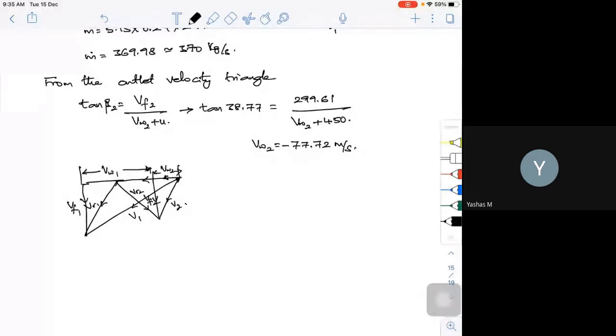Both are in the same direction. VW1 is up to this particular point. So now look at this. Your VW1 is in this direction, and your VW2 is also in the same direction. Now you got it? The velocity triangle I had written was just an assumption.